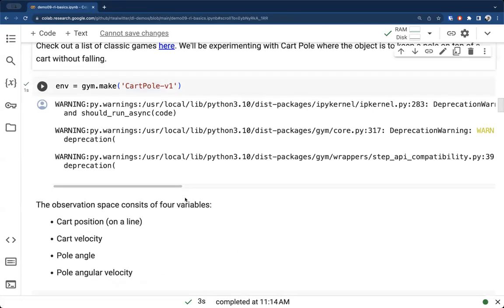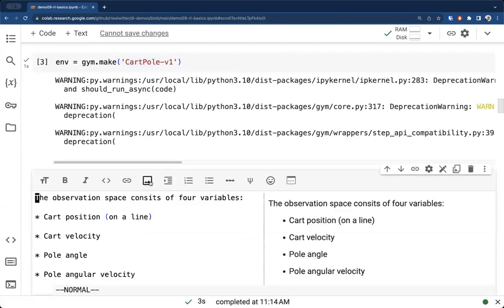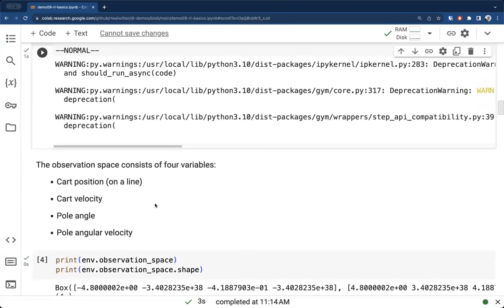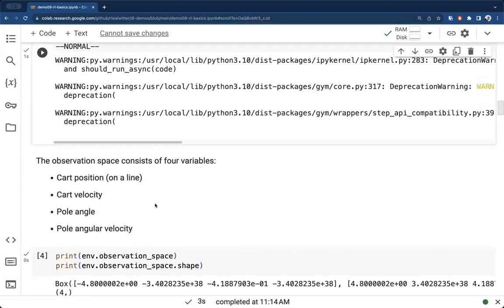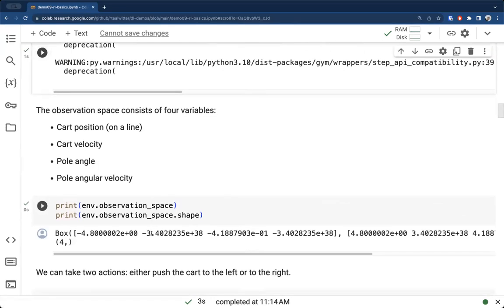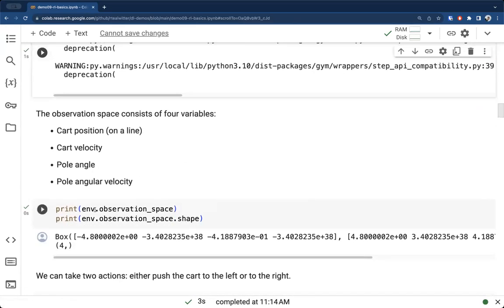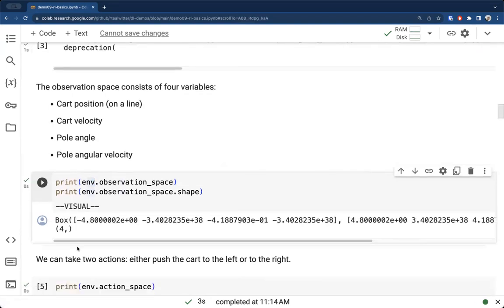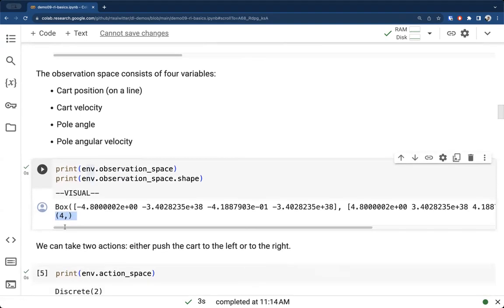In this game, the observation space consists of 4 variables: the cart position on the line where we are, the cart velocity where we're moving, the pole angle, and the pole angular velocity, how fast that is moving. So there are 4 variables that describe the state of the space that we're in. Here we can sample that from our environment that we initialized, and we get these numbers. And if we look at the size of these, there are 4 of these. So these are the 4 numbers that represent where we are in this observation space.